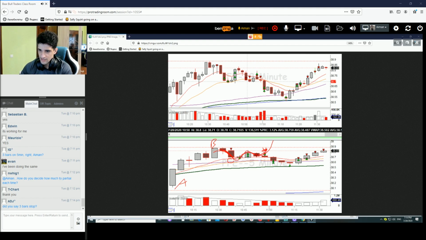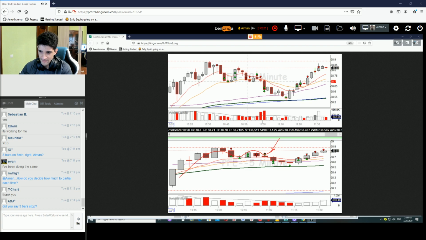We know that on an ABCD pattern, after a parabolic pullback, we don't take the first new 5-minute high. Why? Because it could be forming a reverse ABCD pattern. So what is breaking this reverse ABCD pattern? What's breaking this reverse ABCD pattern is the W shape.